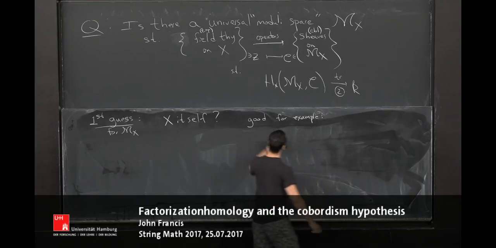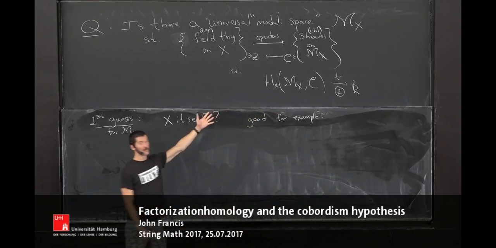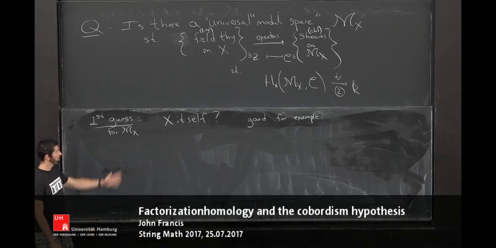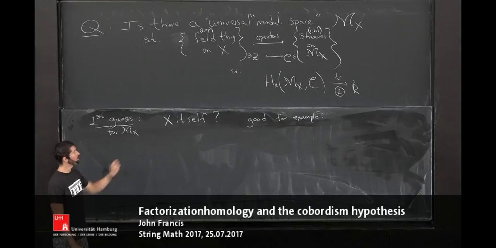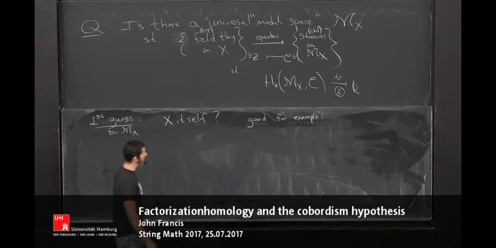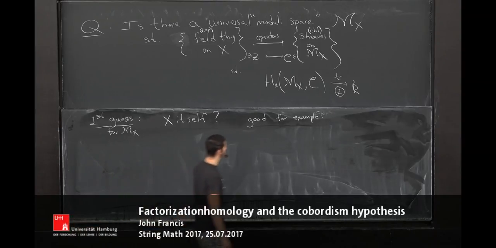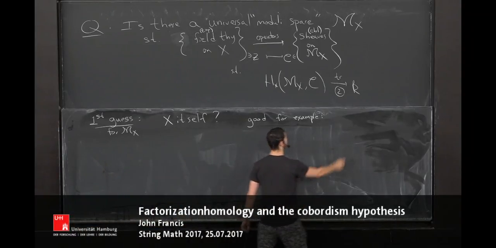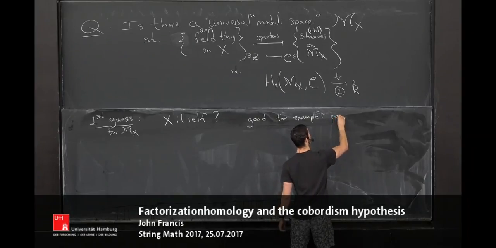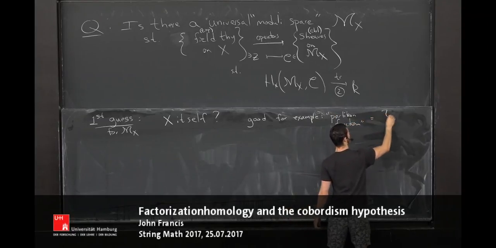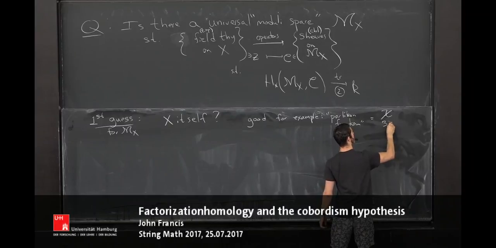So for example, if you wanted your partition function to be something like the Euler characteristic, or you wanted it to be the signature of a manifold, the signature of the intersection form on a 4n-dimensional manifold, or if you wanted it to be the A hat genus, then in those cases, X itself would work pretty well. This is good if the partition function was something like the Euler characteristic or the signature or the A hat genus.